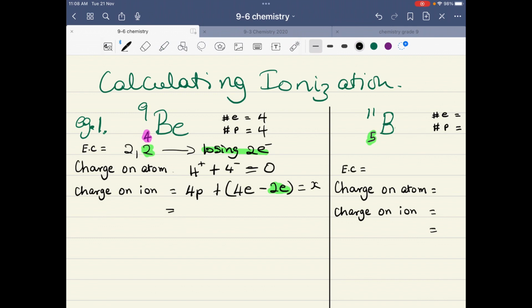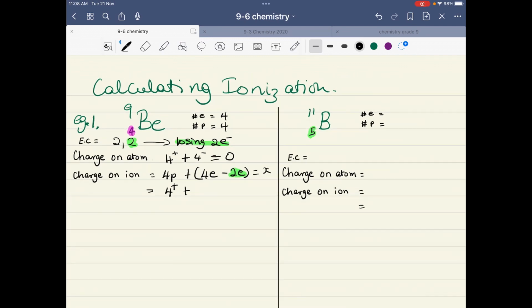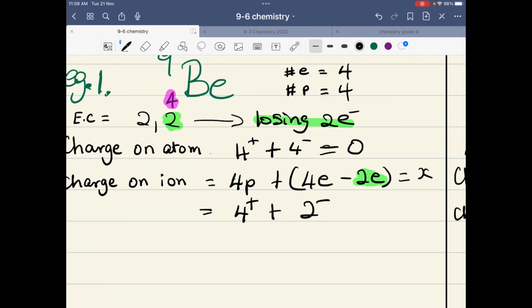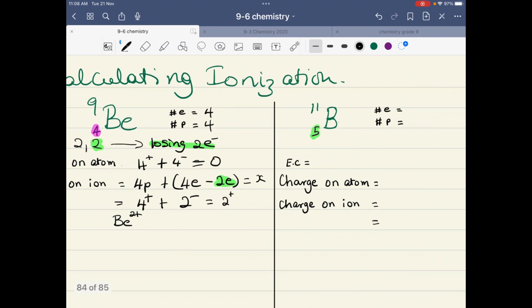Let's put this in terms of charges. 4 positive plus 2 negative, because 2 electrons remain from 4, is going to give you 2 positive. So therefore the charge on beryllium will be 2 plus. Remember, you always write the number first, then the charge. All right? So let's do a second one.